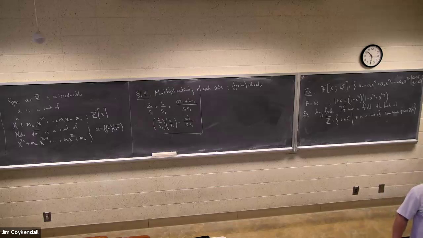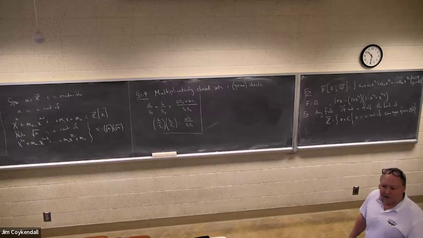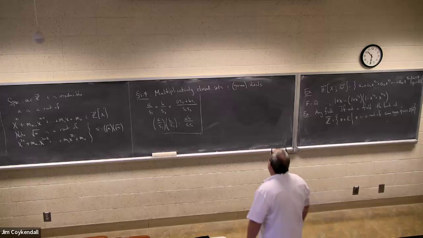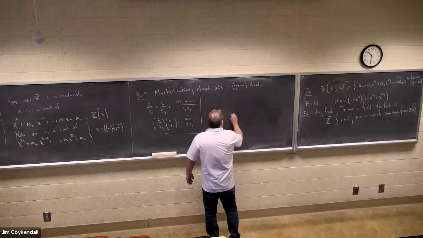Notice what this does to the ideal structure of Z when you pass from Z to Q. In Z, you actually have a fairly simple ideal structure, but you've got infinitely many of them, right? So the ideals in Z look like this.